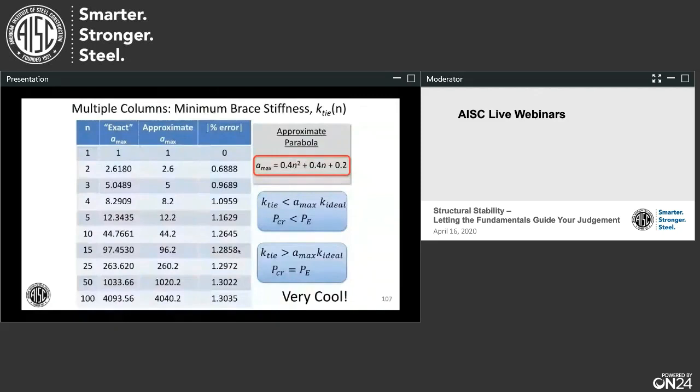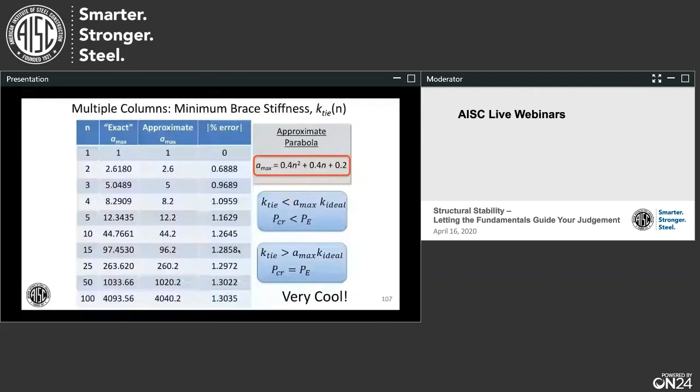And my word, I couldn't believe it. In running eigenvalue analysis versus our approximation, 1, 2, 5, 10, 50, 100 columns, our little equation was always within 1%. So that was neat, and that was one of our contributions.